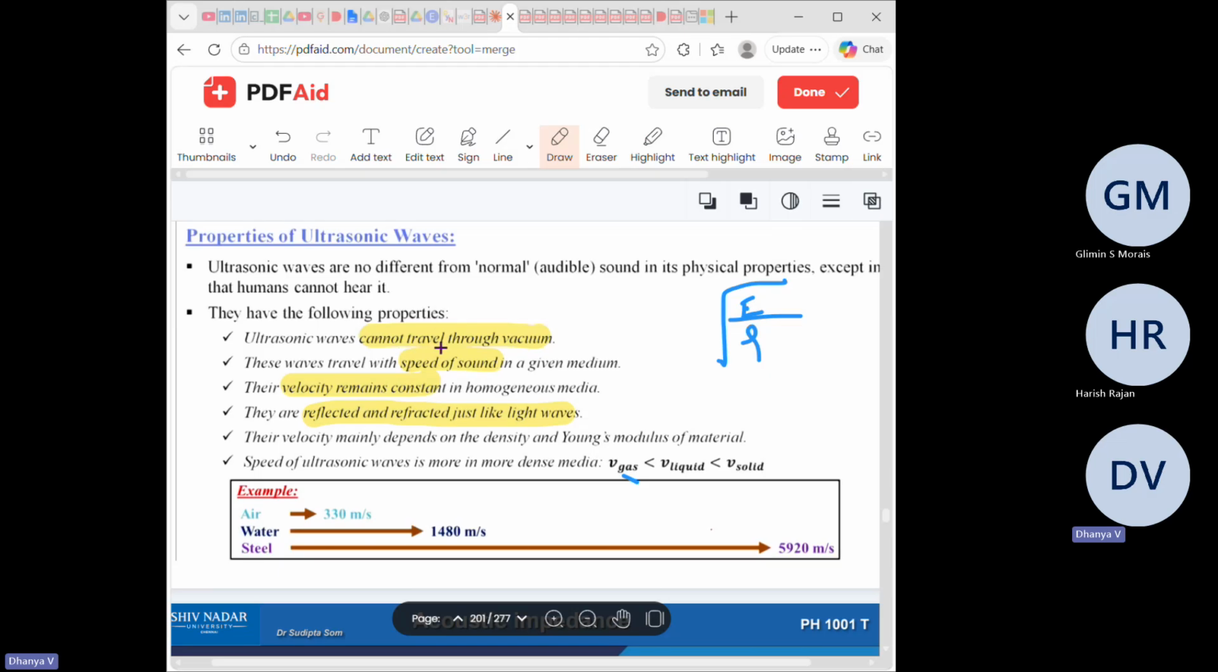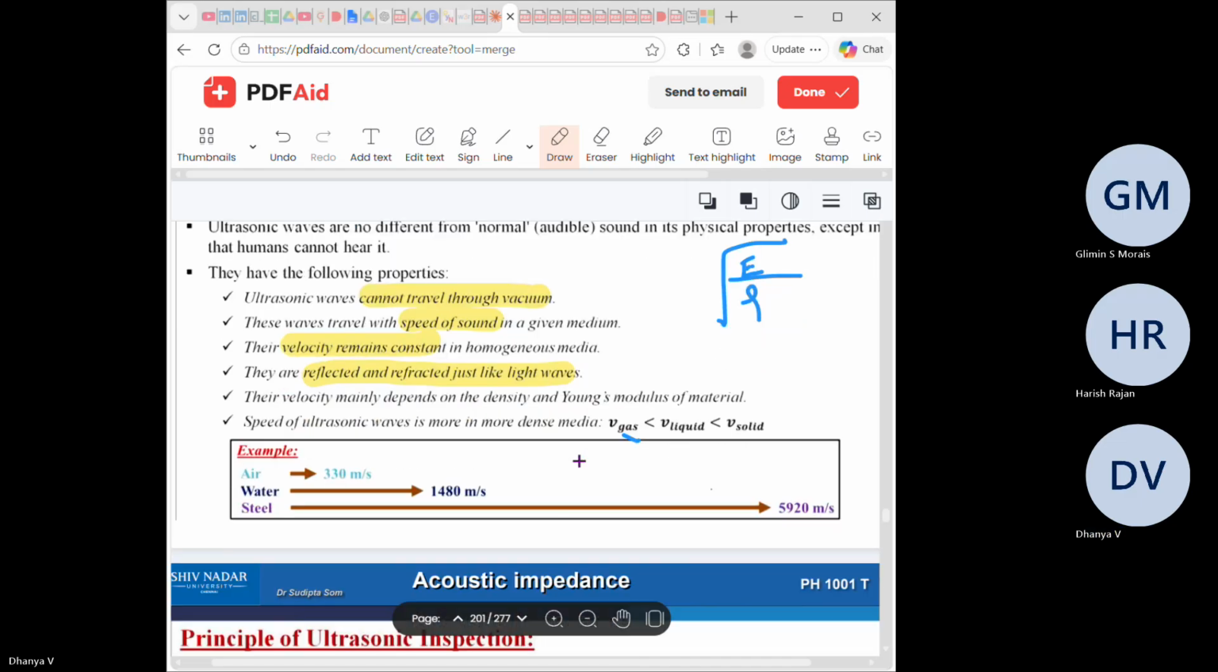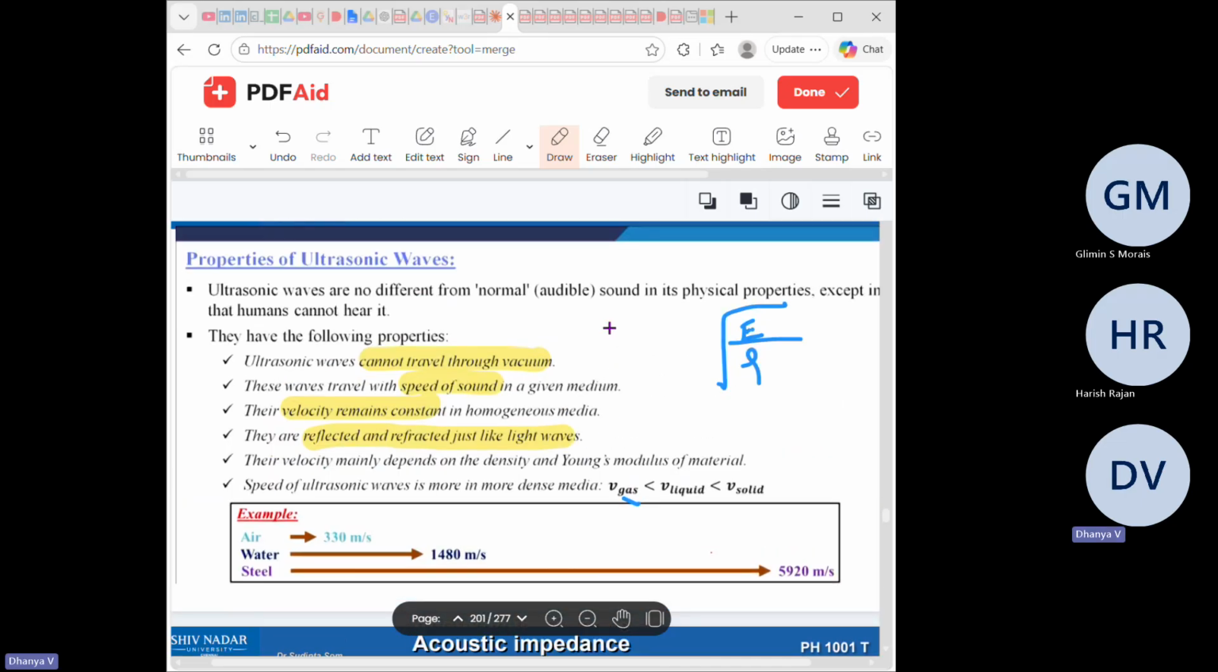It can't travel through vacuum. It travels at the speed of sound. Velocity remains constant in homogeneous media, and it is reflected and refracted like light waves. It depends on your Young's modulus and your rho. So the velocity is equal to 1 by 12.